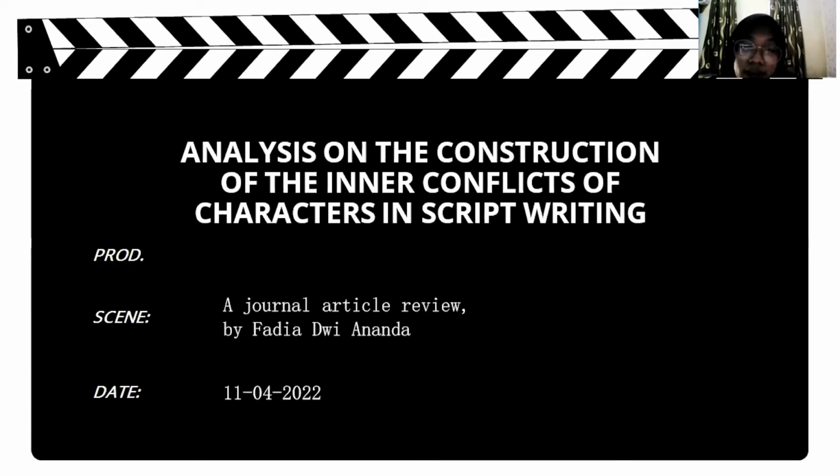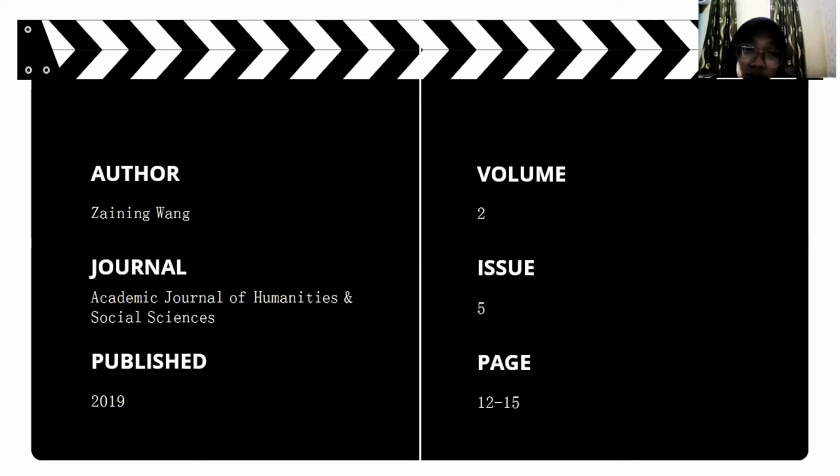In this video, I am going to review a journal article. The title is Analysis on the Constructions of the Inner Conflicts of Characters in Script Writing, and the author is Zaining Wang. This is an academic journal of humanities and social sciences and was published in 2019. This is volume number 2, issue number 5, pages 12 to 15.